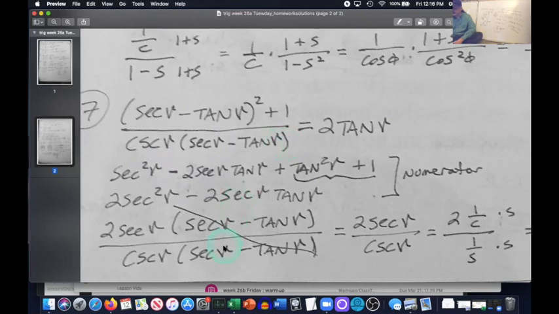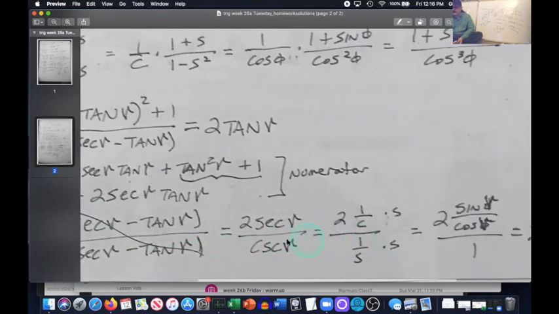Okay. And then I'm thinking, okay, well, let me see. If we're going to try to get tangent, then we probably don't want this secant minus tan there. So I'm thinking, what could I do to the top to get a secant minus tan? Well, what can we do? Well, it looks like we can factor out a 2 secant. We can do that. And that enables us to cancel out the secant minus tan, which removes all the complexity. And then it's just a matter of simplifying what we have left.